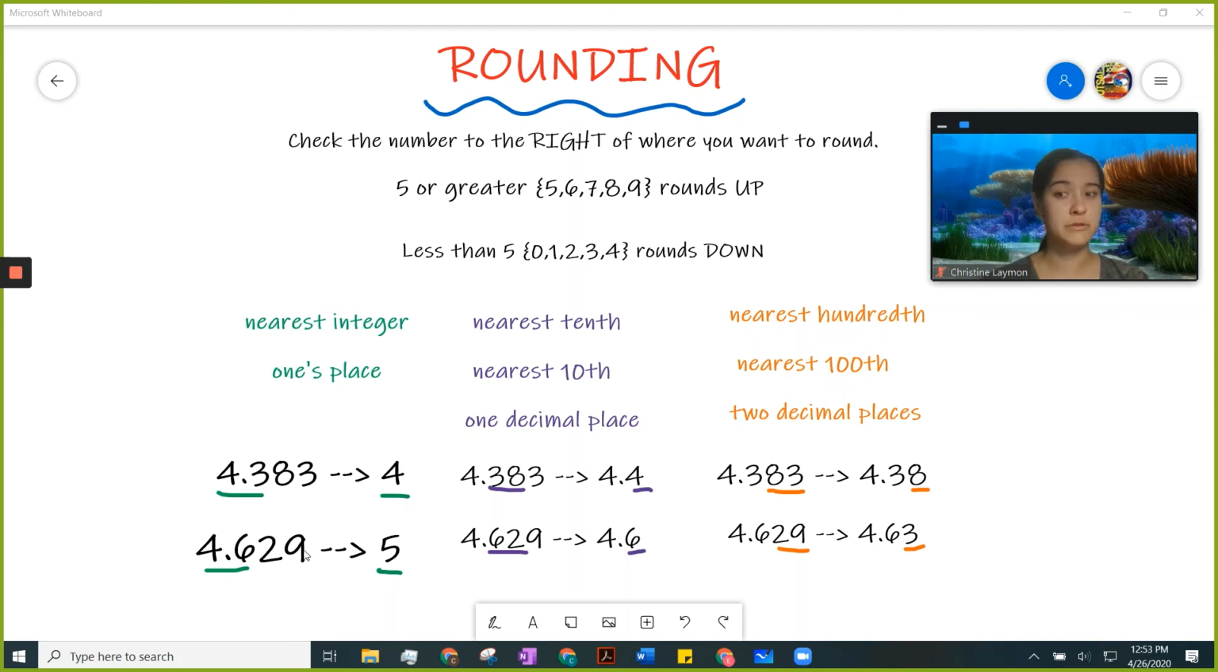If you go back, notice I've underlined the stuff I'm looking at and then the final result. So 4.3 became 4, 4.6 became 5. 4.38 became 4.4, 4.62 became 4.6. 4.383 became 4.38, 4.629 became 4.63. Notice that 2 decimal places means when I'm done, I'm stopping at that second decimal place. 1 decimal place, I'm stopping at 1 decimal place. Ones place means I'm ending with an integer. I don't have any decimal portion of it. So just 4 and 5. So that's my little quick summary of rounding.